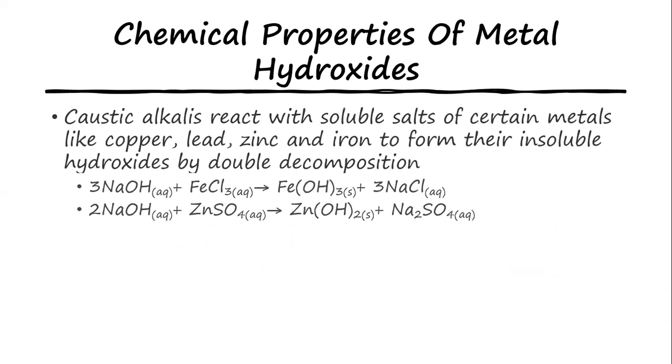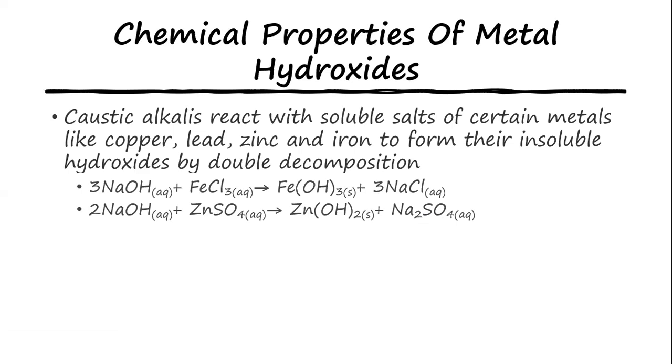Now, the caustic alkalis react with the soluble salts of certain metals like copper, lead, zinc, and iron to form their insoluble hydroxides by double decomposition. As you can see in the reactions here, sodium hydroxide plus the aqueous solution leads to iron hydroxide plus sodium chloride. The same goes when the alkali reacts with another soluble salt, zinc sulfate, which leads to zinc hydroxide plus sodium sulfate.